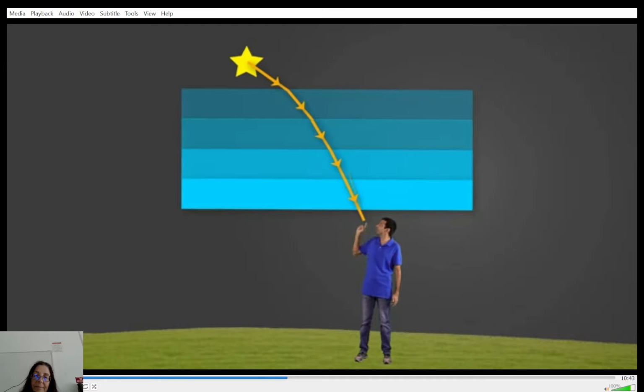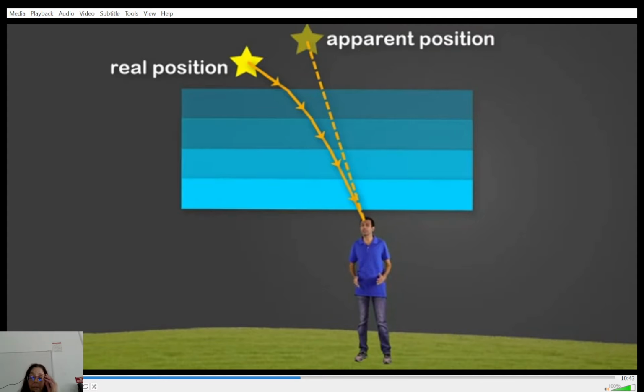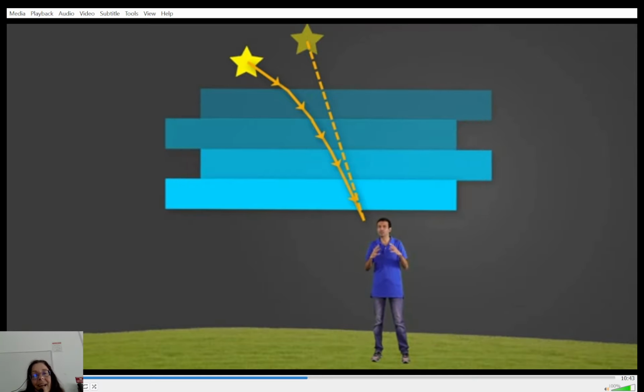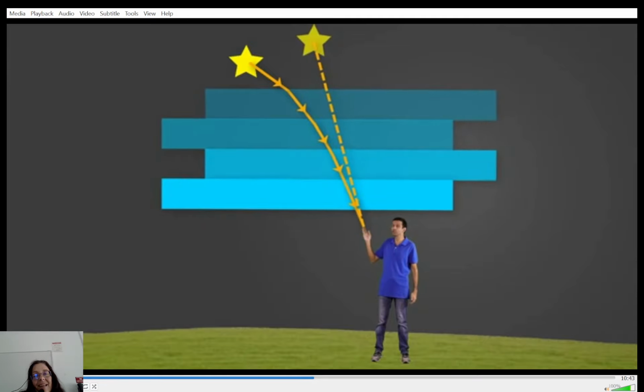If we trace back the light, the star is at a different position from its actual position. As you can see, the apparent position of the star is higher than its real position. And this takes place due to atmospheric refraction. But remember, the layers of the atmosphere are constantly shifting and changing. So the refraction of light is continuously changing and the apparent position of the star keeps fluctuating.